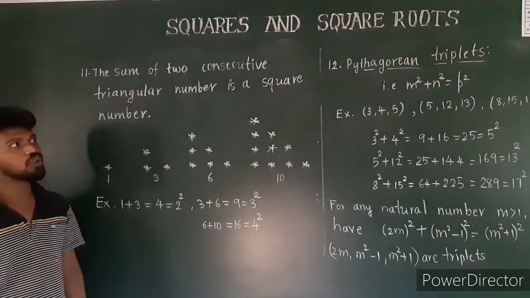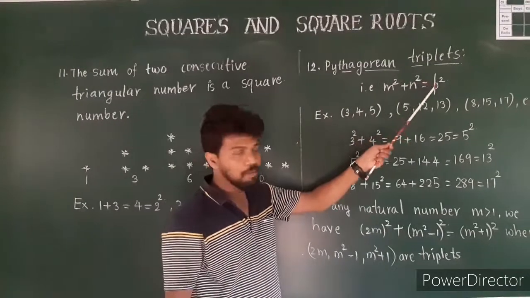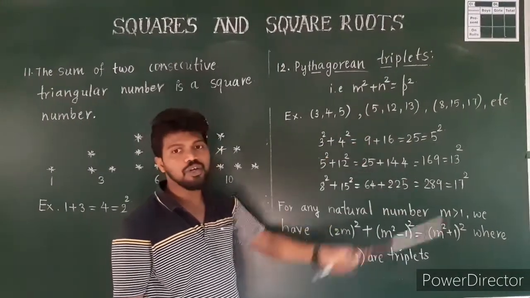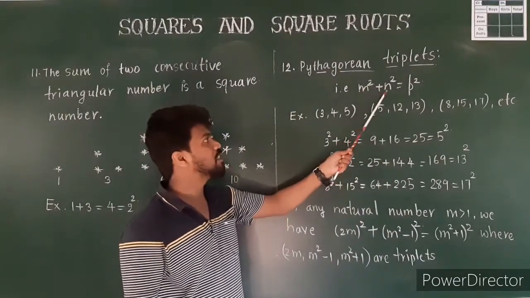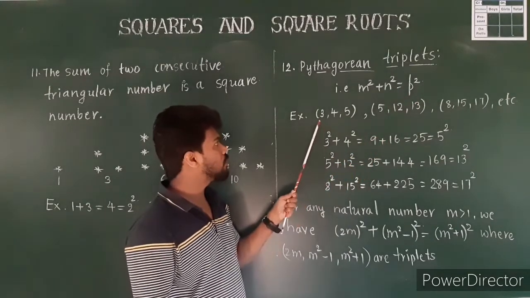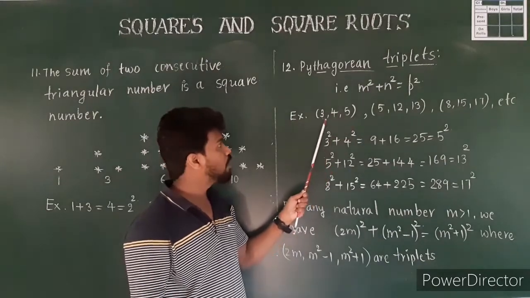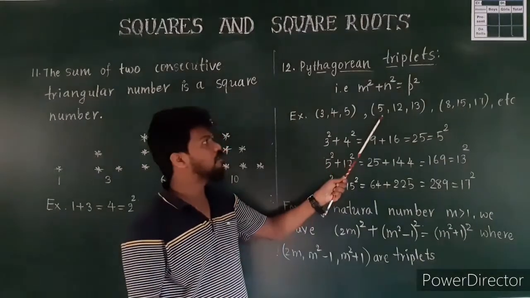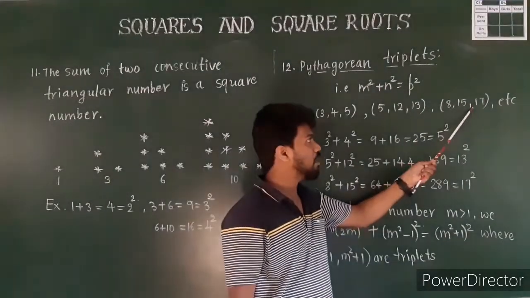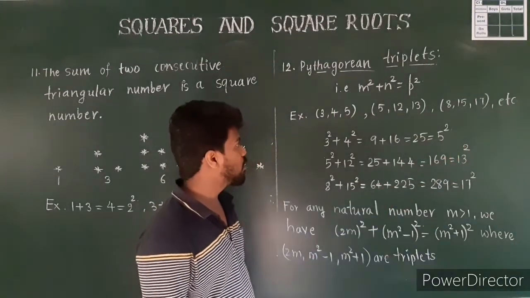So finally you go to Pythagorean triplets. Pythagorean triplets are very important. They are in the form of m square plus n square is equal to t square. So one is 3, 4, 5. Next one 5, 12, 13. One more, 8, 15, 17, and so on. You get so many Pythagorean triplets.